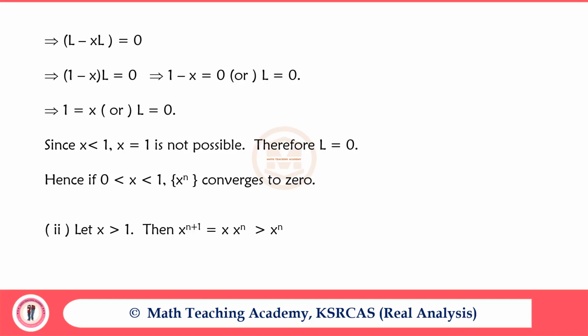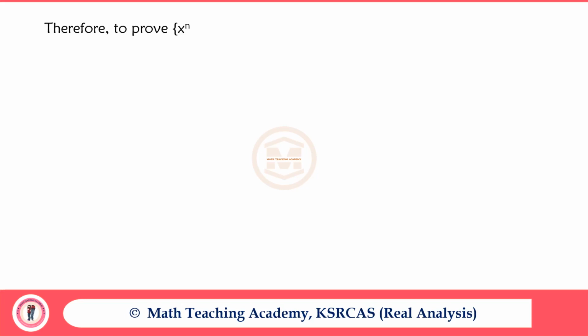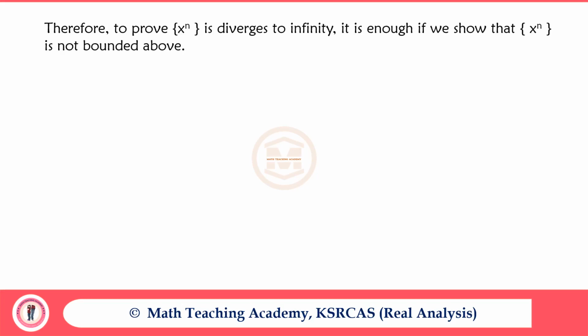And now come to the second one. Let x be greater than 1. Then x^(n+1) can be written as x times x^n. Since x is greater than 1, x^(n+1) is greater than x^n. From this we can say that the sequence x^n is monotonically increasing. So the sequence x^n is an increasing sequence. Now what we have to prove is that the sequence x^n diverges to infinity.